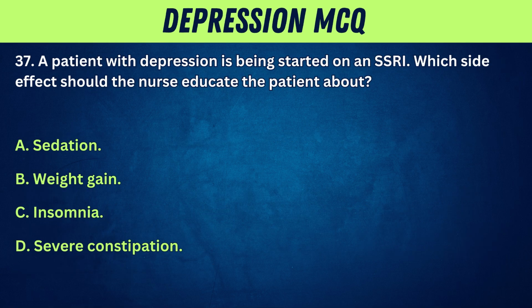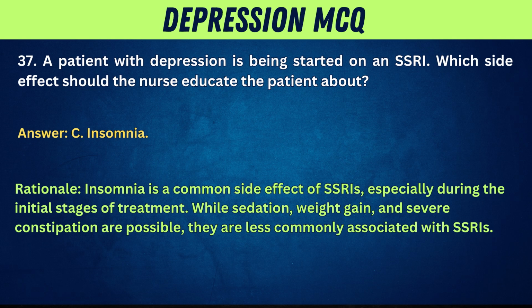37. A patient with depression is being started on an SSRI. Which side effect should the nurse educate the patient about? A. Sedation. B. Weight gain. C. Insomnia. D. Severe constipation. Answer: C. Insomnia. Rationale: Insomnia is a common side effect of SSRIs, especially during the initial stages of treatment. While sedation, weight gain, and severe constipation are possible, they are less commonly associated with SSRIs.